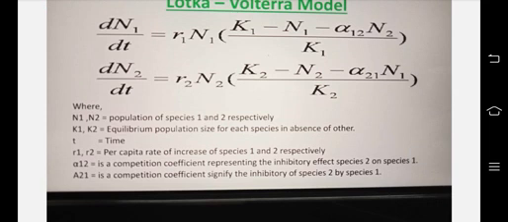N1 and N2 are the populations of species 1 and 2 respectively, K1 and K2 are the equilibrium population sizes for each species in the absence of the other, t is time, r1 and r2 are the per capita rates of increase of species 1 and 2 respectively. Then α12 is a competition coefficient representing the inhibitory effect of species 2 on species 1. α21 is a competition coefficient signifying the inhibitory effect of species 1 on species 2.